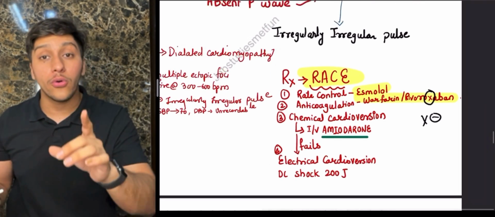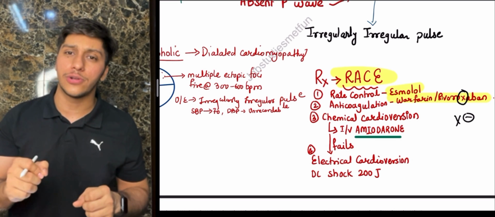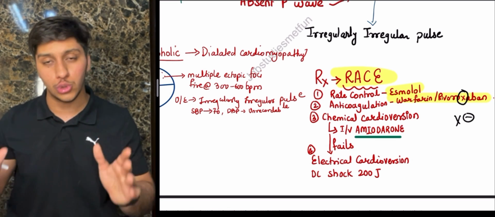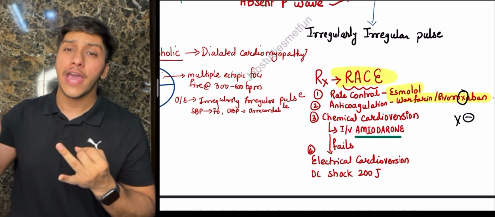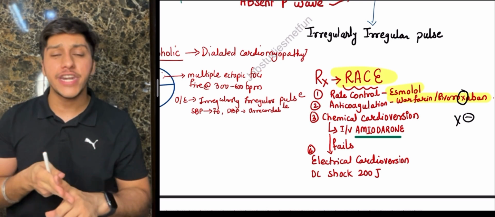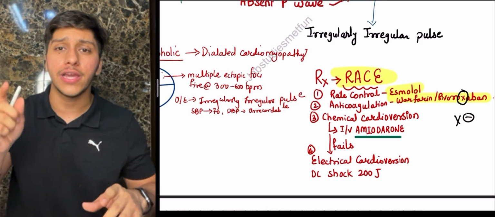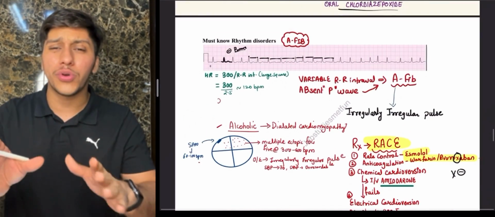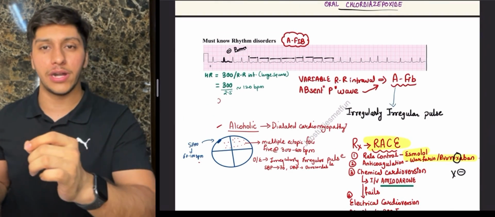Okay, and the power at which this DC shock is going to be fired is 200 joules. Irregular pulse, absent P wave, management RACE, which is rate control, anticoagulants, chemical cardioversion, finally electrical cardioversion. This is all you need to remember with respect to atrial fibrillation.